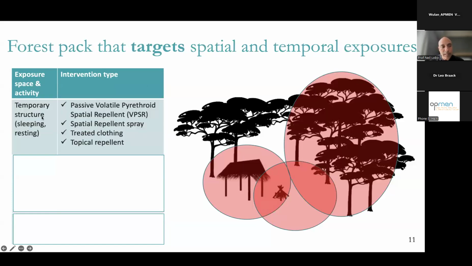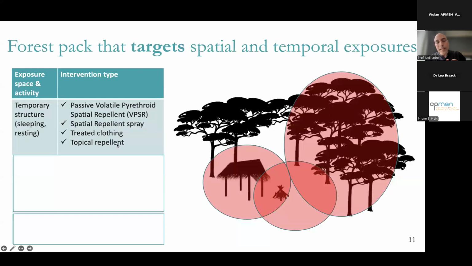So in this first place, in these temporary structures or sleeping spaces, we thought we could use space repellent, a passive volatile pyrethroid space repellent, or a VPSR. And these are just things you hang up and they are space repellent, so they protect that space. We also wanted to see how a space repellent spray might work. And I'm sure you might have seen sprays that you just spray in the air and those work. And since there's no electricity there, we could not use any electrical devices. We wanted to look at insecticide-treated clothing and topical repellents.